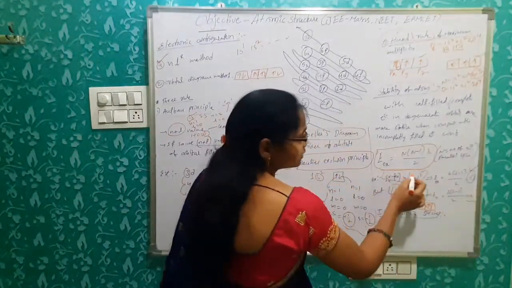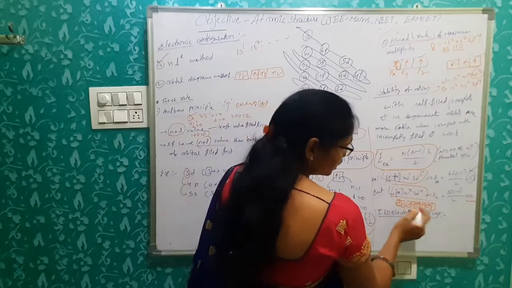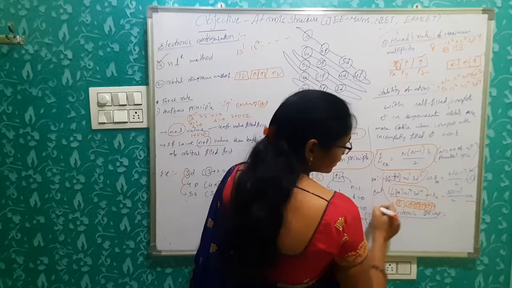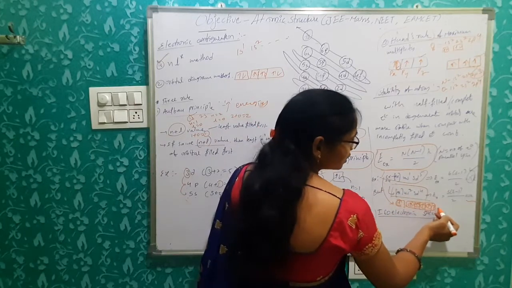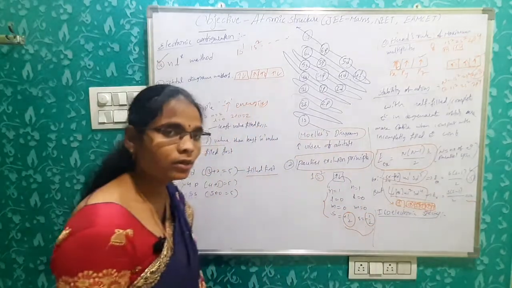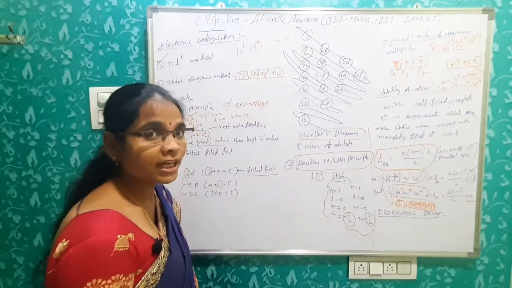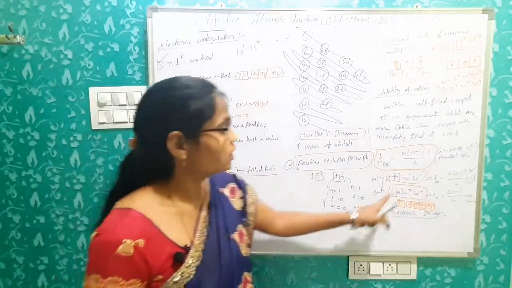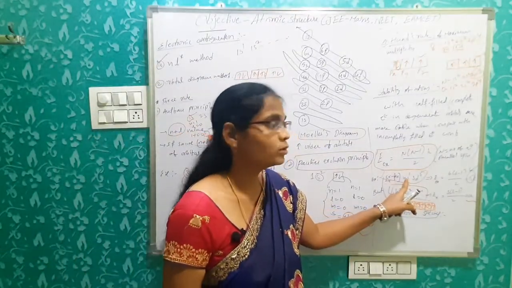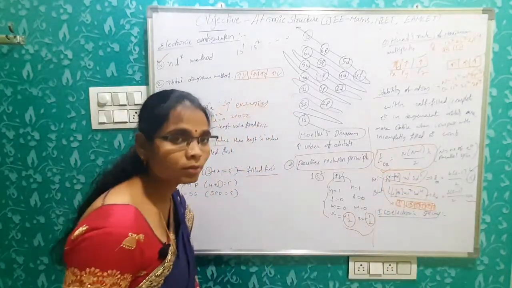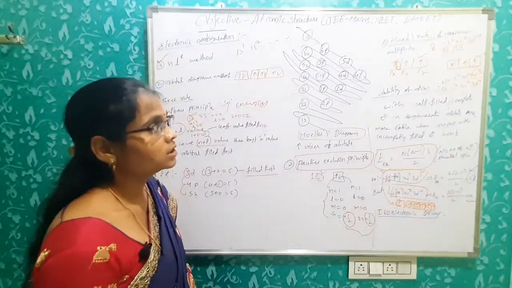But here this electron can be excited to this orbital. How many parallel spin electrons now? 6. 6 into 6 minus 1 by 2 means 30 by 2, which equals 15k. So the configuration with more exchange energy will be more stable. That's why chromium is more stable in this configuration, and we write this as the anomalous electronic configuration for chromium. Clear? So this is the stability of atoms.